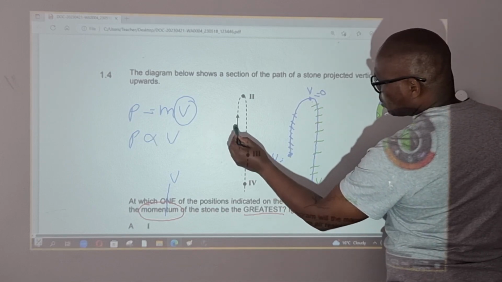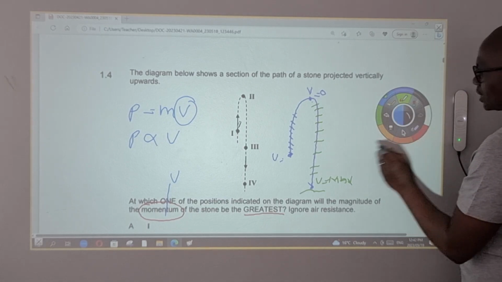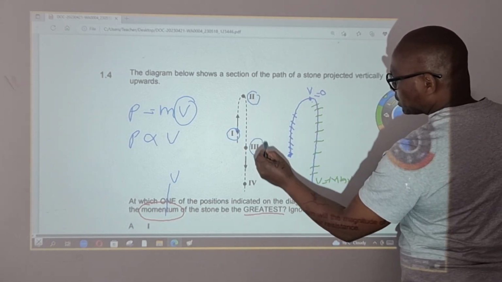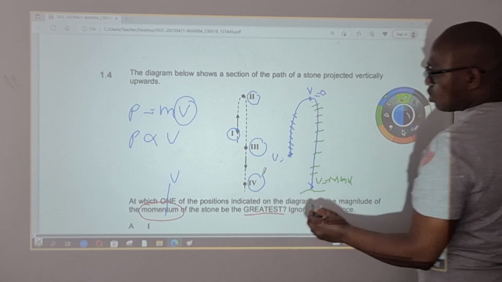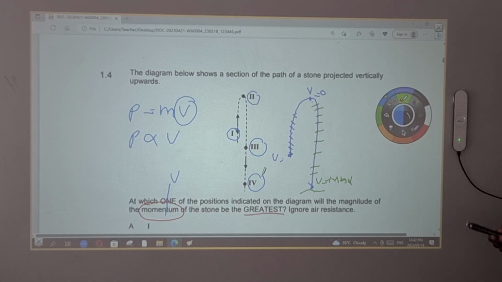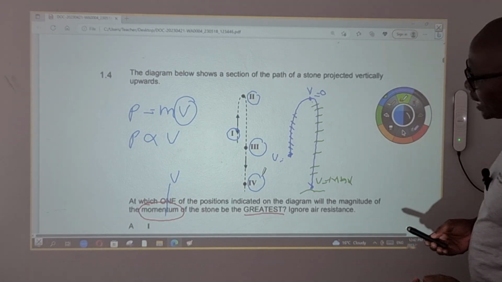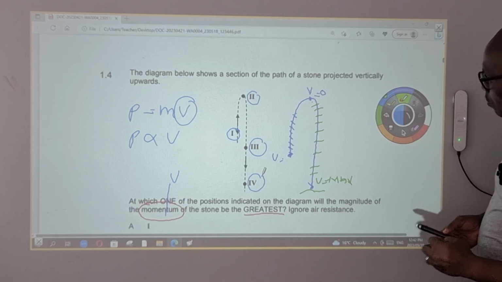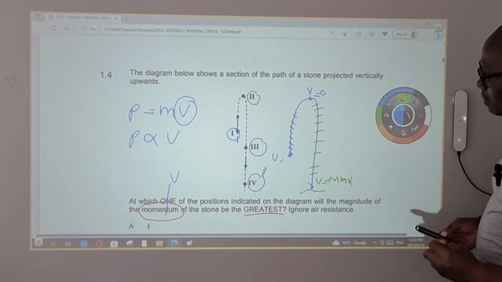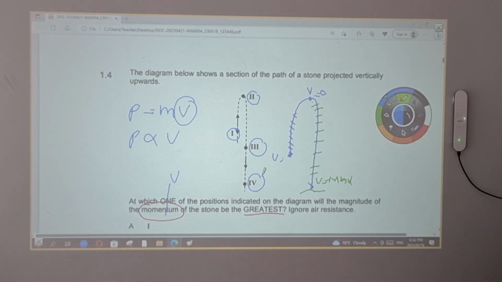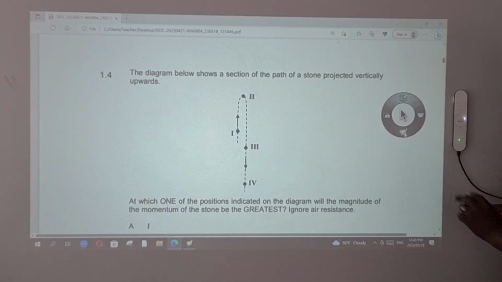So we have Roman numeral 1, Roman numeral 2, Roman numeral 3, Roman numeral 4. So now, which is the correct one? Because according to the question, at which one of the positions indicated on the diagram will the magnitude of the momentum of the stone be at the greatest? Ignore the effects of air friction. Now let us look at the options that we have.